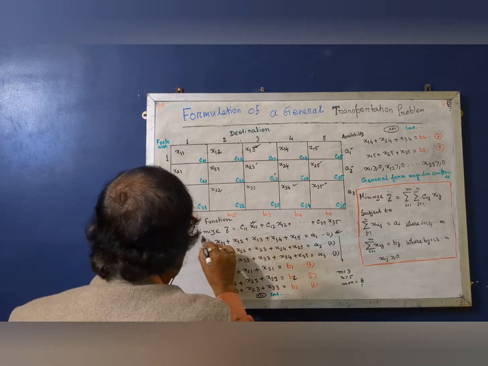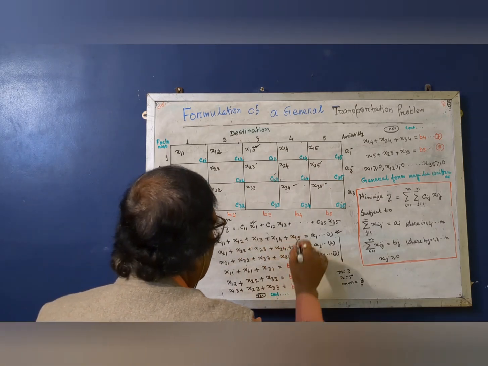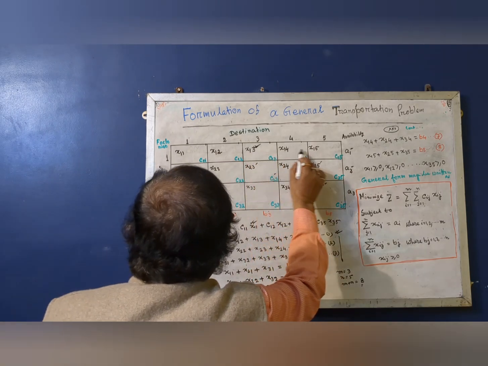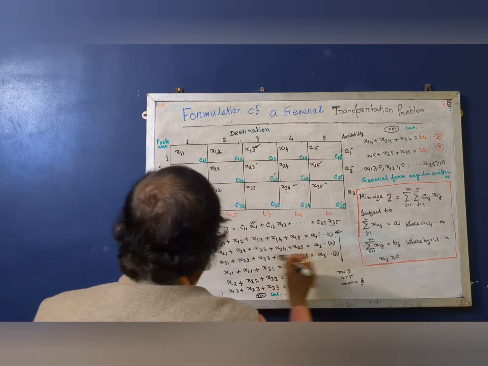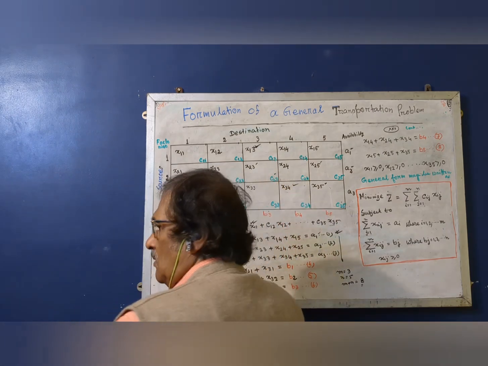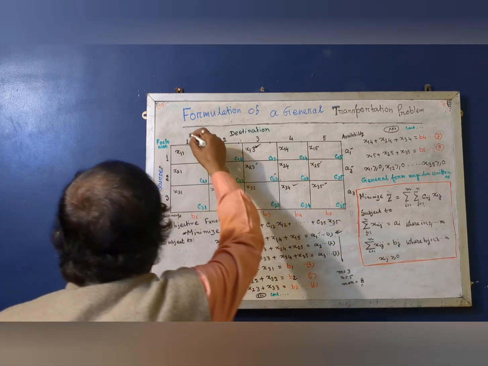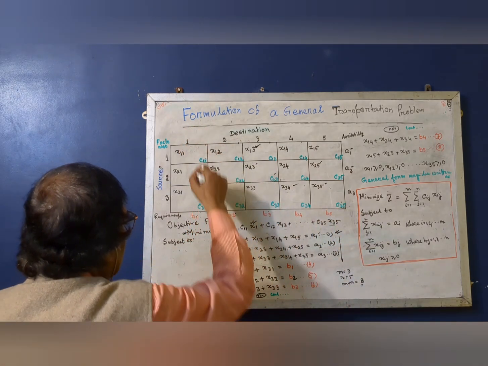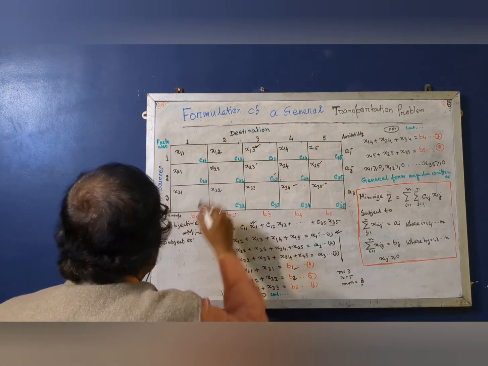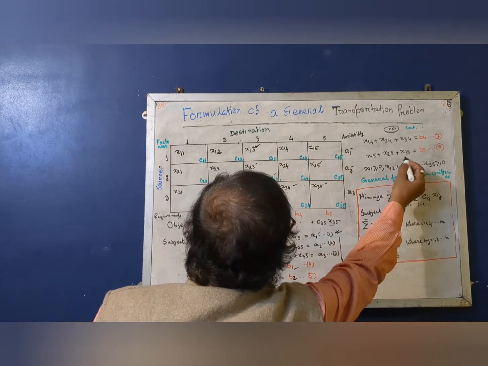That's why the objective function is minimize Z equals this, subject to these constraints, or limitations. For the first factory, this plus this plus this will be equal to A1. For the second factory, this plus this plus this will be equal to A2, and for the third it will be equal to A3. Now, if we write the constraints for destinations, then x11 plus x21 plus x31 will be equal to b1, then b2, and for the last one it will be b5.